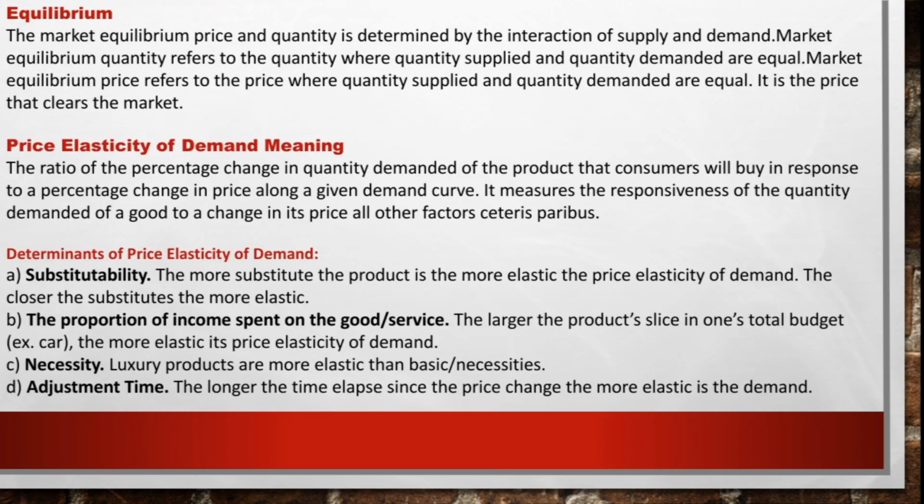Equilibrium. The market equilibrium price and quantity are determined by the interaction of supply and demand. Market equilibrium quantity refers to the quantity where quantity supplied and quantity demanded are equal. Market equilibrium price refers to the price where quantity supplied and quantity demanded are equal. It is the price that clears the market.